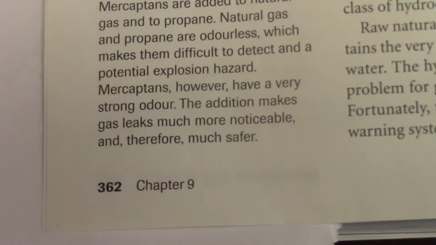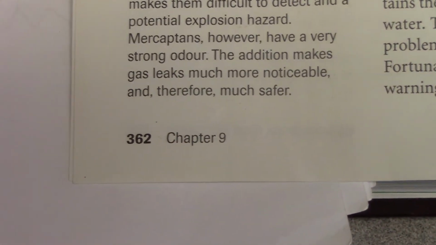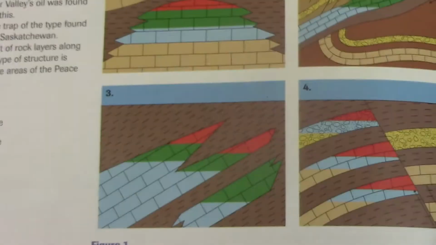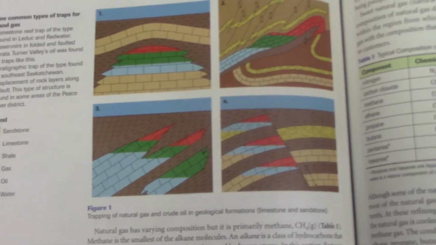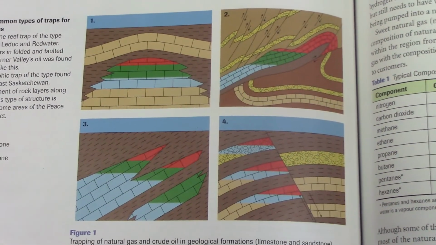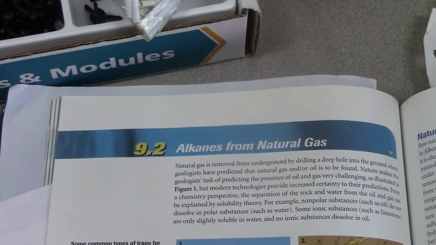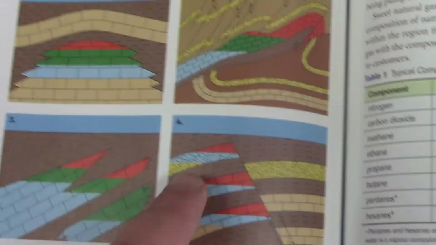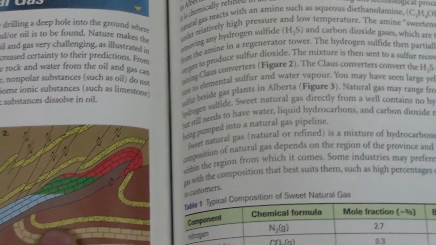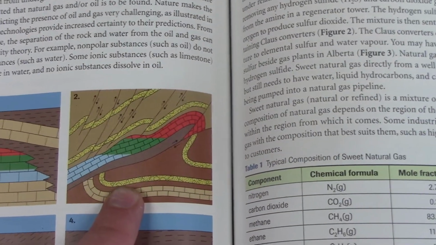Okay. So on page 362, you have stratigraphic traps of different types of oil and gas plays. So this is the figure, right? These are common petroleum traps. This is a limestone reef trap. This too is a stratigraphic reservoir, typical of what we would find in Turner Valley.